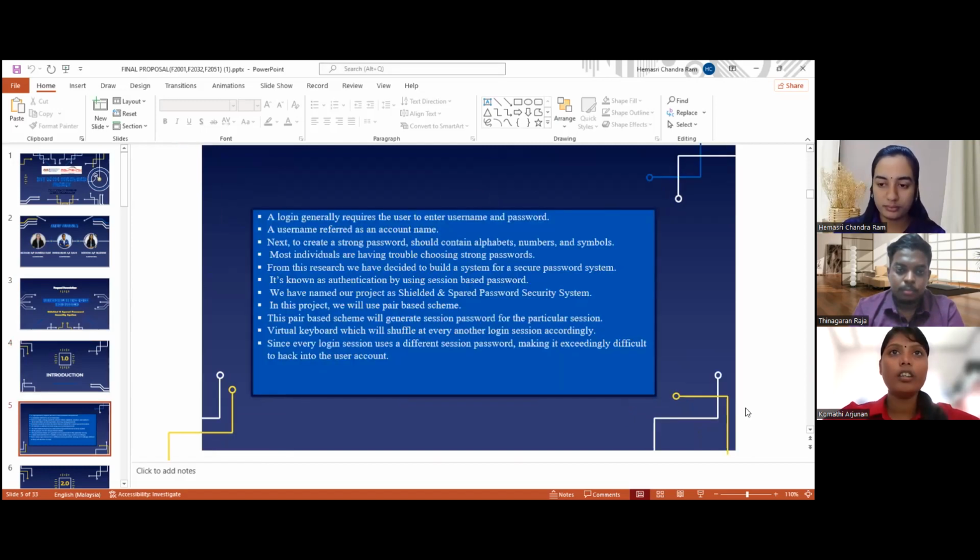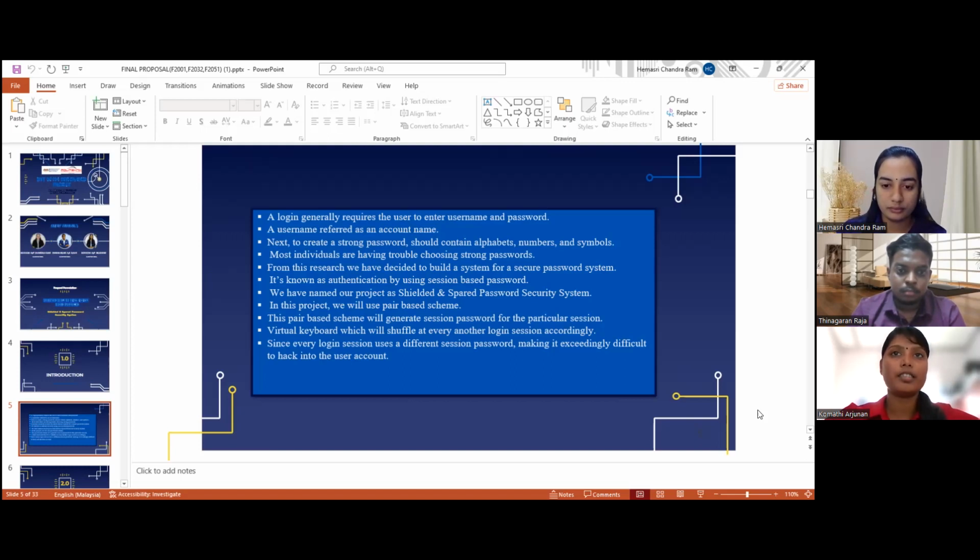A login is the entering of identifier information into a system by a user in order to access that system. A login generally requires the user to enter the username and also the password. A username, referred to as an account name, for example, is a sequence of characters that uniquely identify a user. To create a strong password, it should contain alphabets, numbers, and symbols. Most individuals are having trouble choosing a strong password. By this, the password is easy to guess or hack.